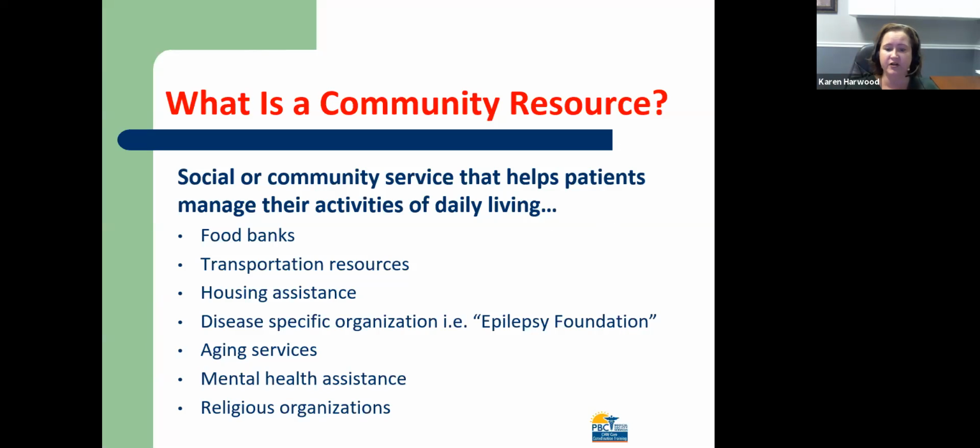An example would be the American Cancer Society, the Epilepsy Foundation, Arthritis Foundation, diabetes, the American Diabetes Association. Those are all examples of disease-specific organizations that have a lot of information and resources for the specific disease that the patient may have. Aging services, so programs that specifically work with different populations, senior populations. There's different nonprofits or county-funded organizations that can assist with all these different things.